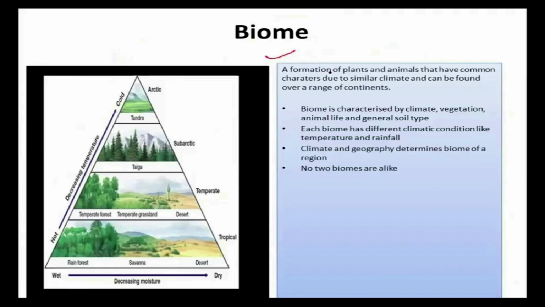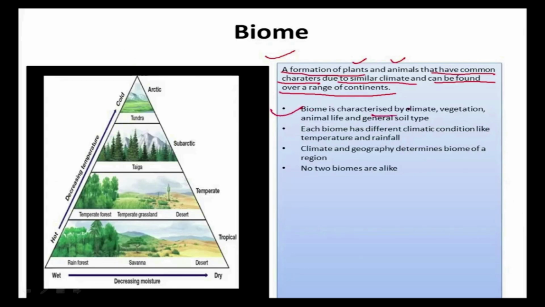We will see the definition again. The biome is a formation of plants and animals that have common characters due to similar climate and can be found over a range of continents. It means over the world, wherever a plant species or animal species will find the suitable condition, they will grow there, and that will be called the biomes.